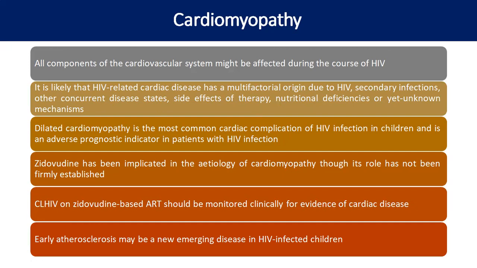Dilated cardiomyopathy is the most common cardiac complication of HIV infection in children and is an adverse prognostic indicator in patients with HIV infection. Zidovudine has been implicated in the etiology of cardiomyopathy, though its role has not been formally established. Patients living with HIV on zidovudine-based ART should be monitored clinically for evidence of cardiac disease, and early atherosclerosis may be a new emerging disease in HIV-infected children.